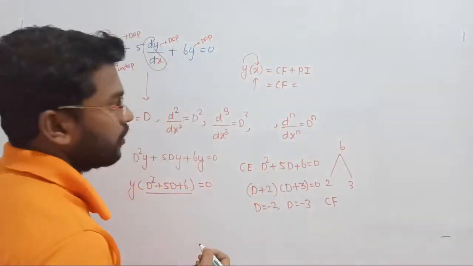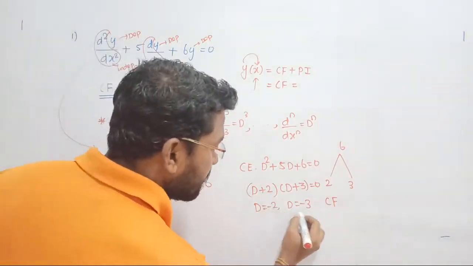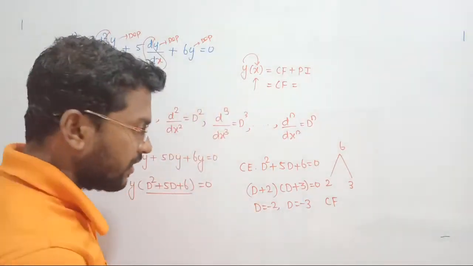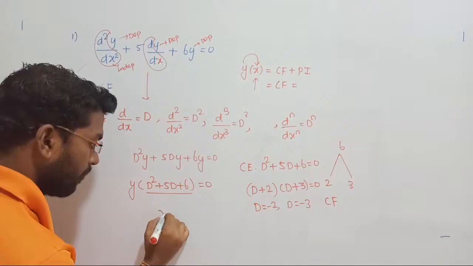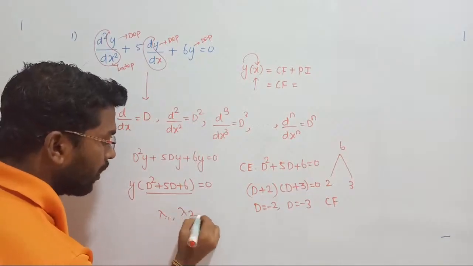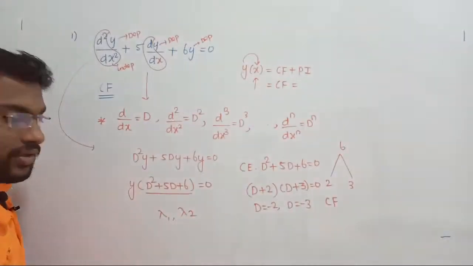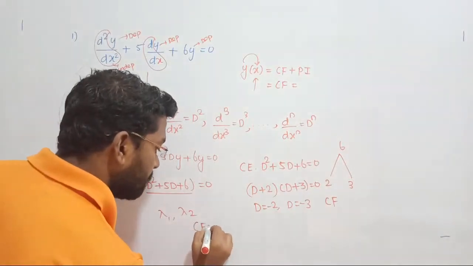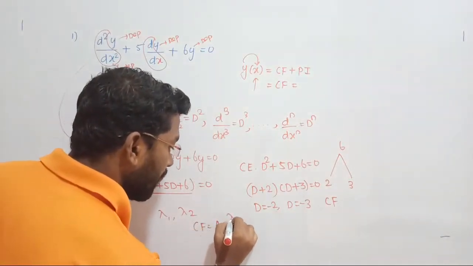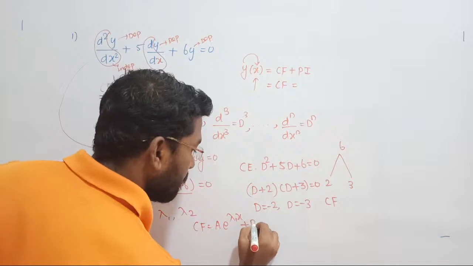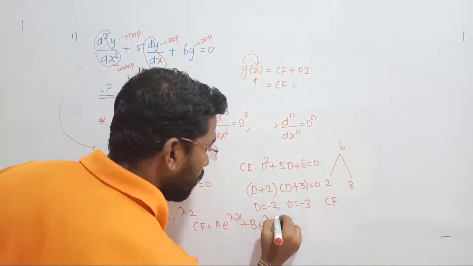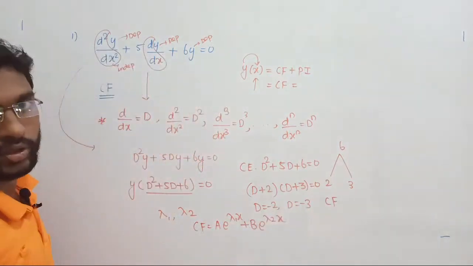So for the complementary function, if we have distinct roots, as we saw yesterday, let me write model number 1. What we saw? Lambda 1, lambda 2, distinct roots. The solution is written as A into e power lambda 1 x plus B into e power lambda 2 x. Is it correct? Just revise your notes.